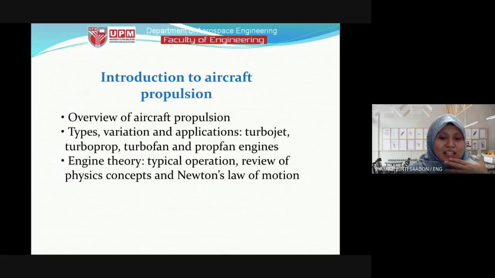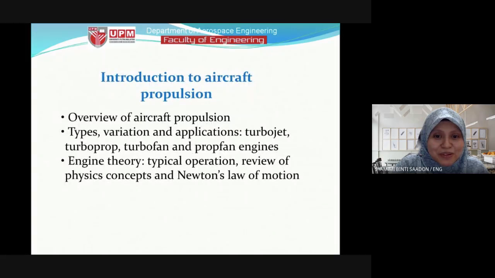And then engine theory, typical. The theory part, I mean the theory of the mechanism of the operation of the engine. So we have to learn from the basics, understand the theory behind it. The main physics concept that we are going to apply for the movement or propulsion of an engine is Newton's law of motion. The basic physics theory for a propulsion engine is Newton's law. Hukum Newton.